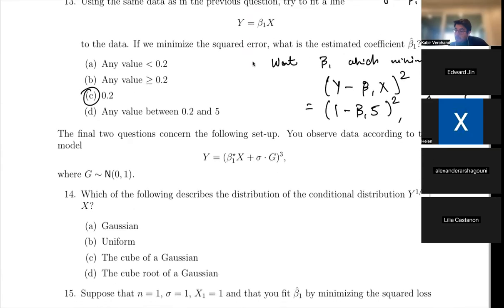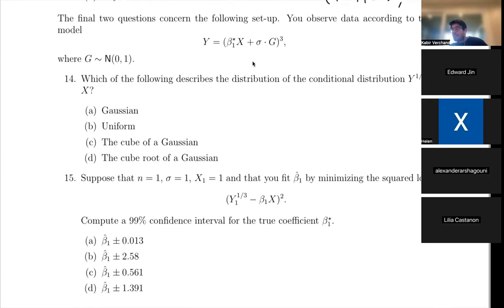Let's move on to the last two. In the last two questions, these are related to a transformation of your variables. So here we're told that the data actually comes, the responses are a linear model, so beta 1 star times x plus some Gaussian noise raised to the third power. Now the question 14 is, which of the following describes the distribution of this conditional quantity, y to the 1/3, given x?